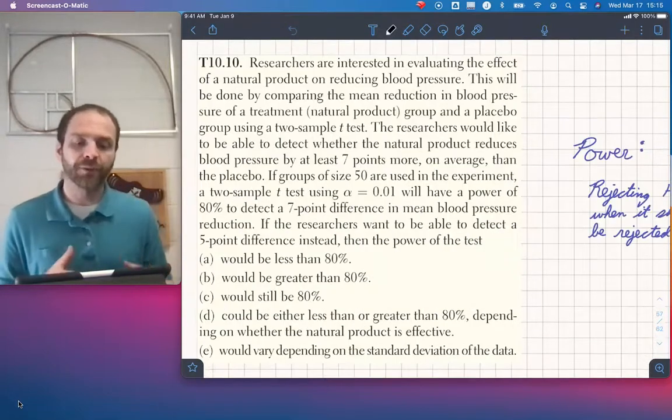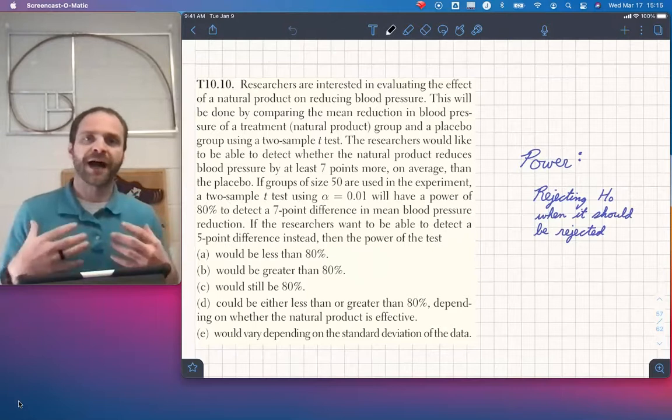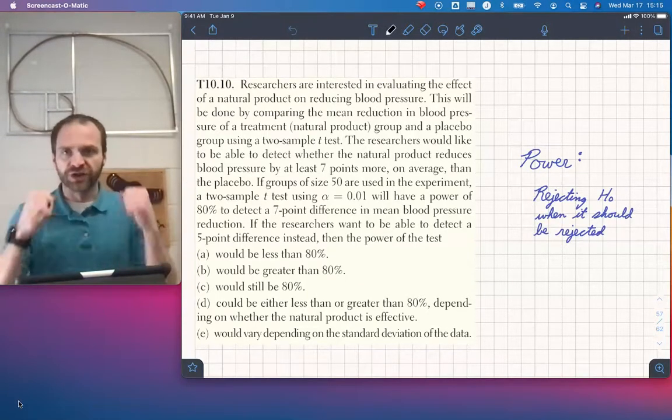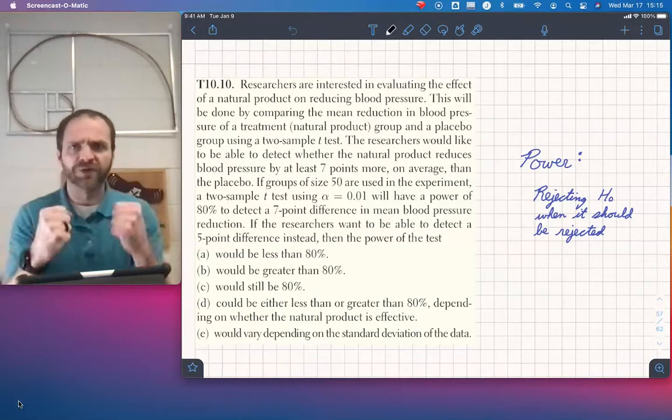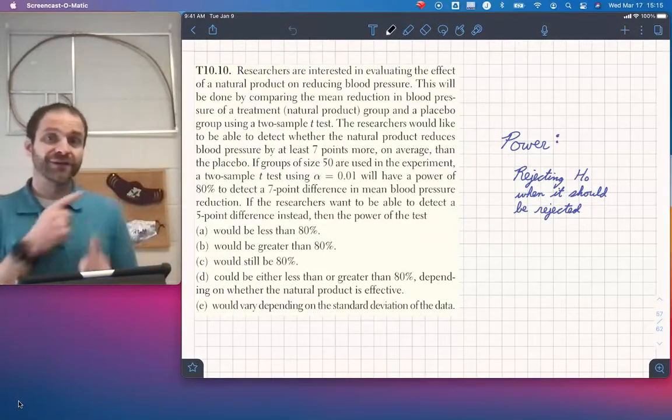And so really, power, if you want to think about it, is the ability to reject a null when it should be rejected. So that's power. Rejected the null when it should be rejected. That's your value for power. You reject it, good job, it was supposed to be rejected. So I want you to keep that in mind. That's power, because this one's a hard one.